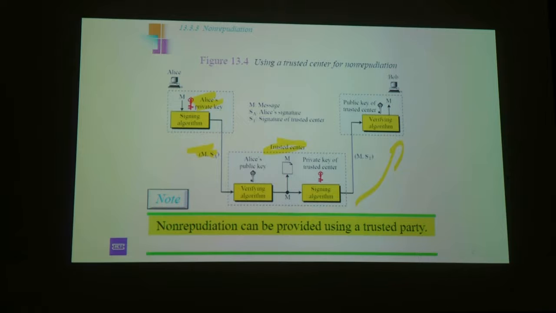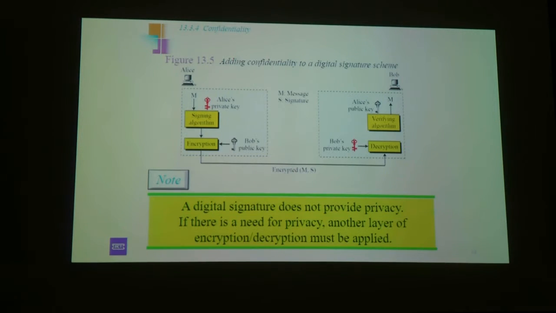All right. So that's what happens. Non-repudiation can be provided using a trusted party. So these are the services: 3 out of 4 services that we could easily provide. How about confidentiality?